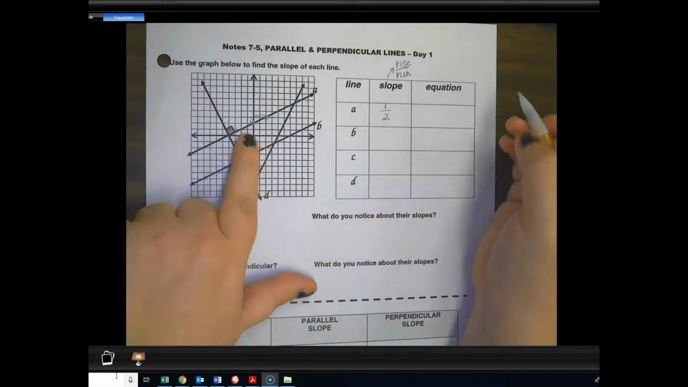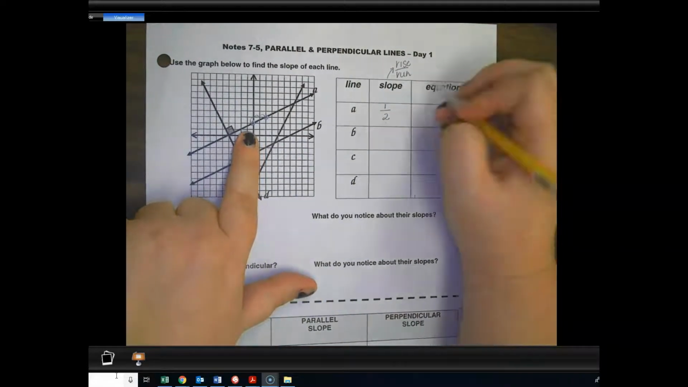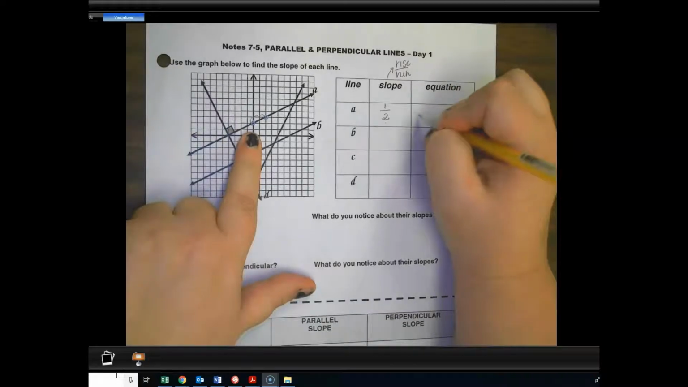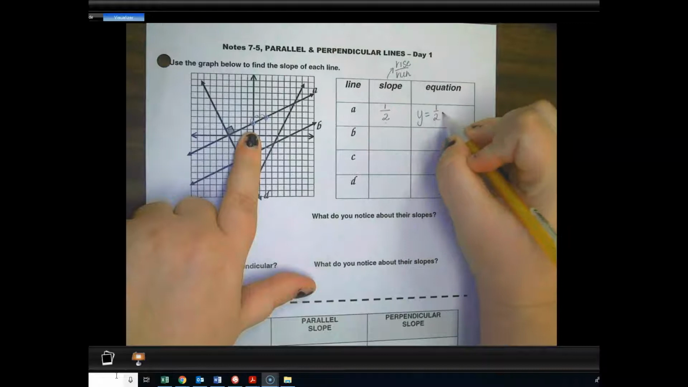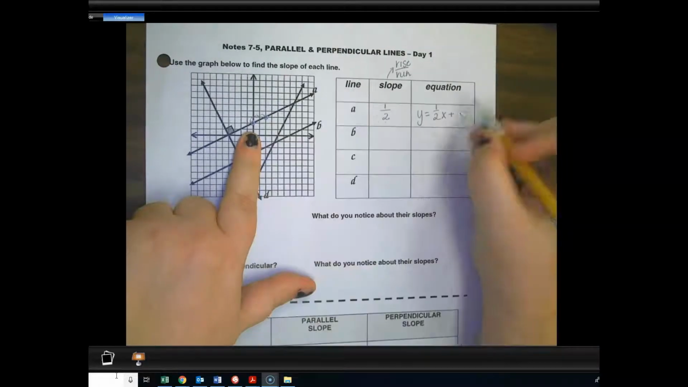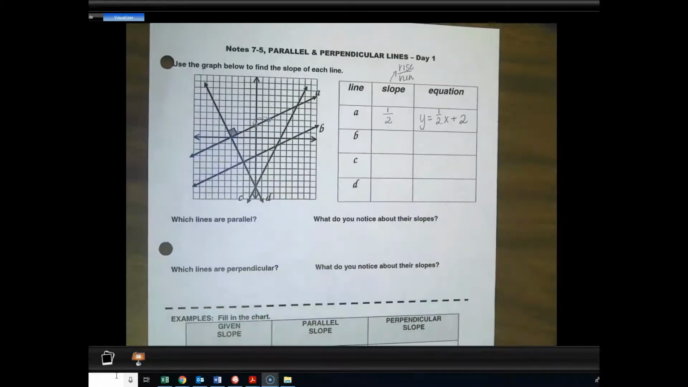We can see that it crossed at the y-intercept, which is 2, so our equation is y equals, our slope is 1/2 x plus it crossed at the 2. So that's our equation for line A.